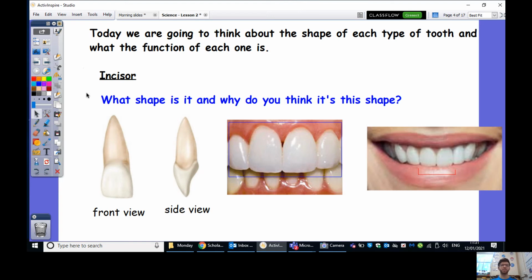So we looked at incisors last week. If we have a look at it here, this is the front view. You can see we remembered that by thinking of incisors, because they come down and they cut things just like scissors do. And you can see from this side view over here that it's shaped just like a shovel. So why do you think, feel free to pause the video here, why do you think it's that shape? Why would that be useful to us? So we're going to have a little look at that now.